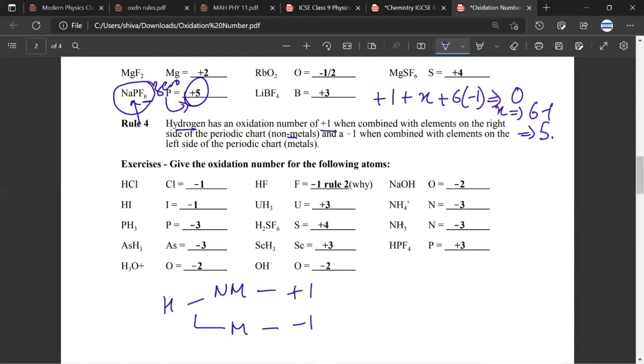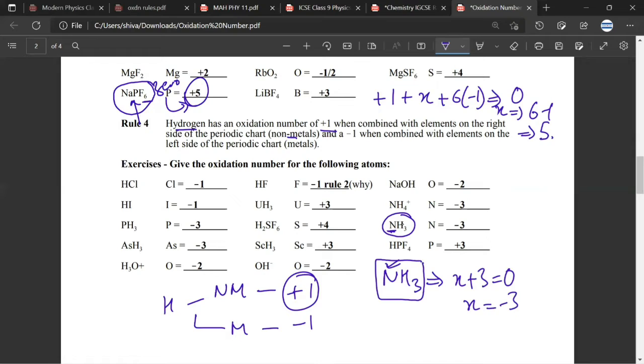So for example, let us take NH3. I want the oxidation number of nitrogen. Because this is a non-metal, hydrogen will take the oxidation number of +1. So it would be X plus 3 is equal to 0, because there is no net charge on this molecule. Therefore X would be -3. Therefore the oxidation number of nitrogen would be -3. Is it making sense? Yes. But if I look at, let us assume we look at this NaOH.